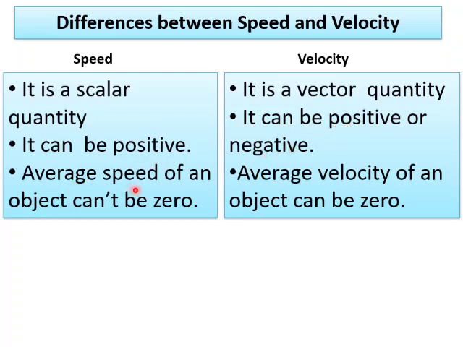So average speed of an object can't be zero because distance cannot be zero. Average velocity of an object can be zero. Where you can tell displacement can be zero. So that is the reason where this average velocity also can be zero.